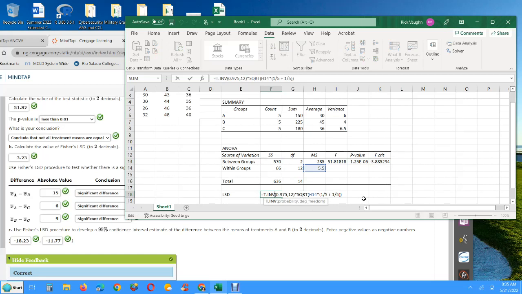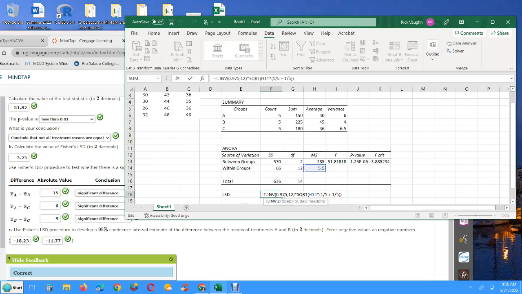It's equals T.INV, so it's the inverse t distribution. In the formula, it's called t alpha divided by 2. So what we want is the alpha value, 0.05, and we want the upper tail. We're going to take that alpha, 5%, divided by 2, which is 0.025. And I want everything that's in the upper 0.025 tail, which means that on the inverse t distribution, which always works from left to right, I want the 0.975. The 97.5% below gives us 0.025 above.